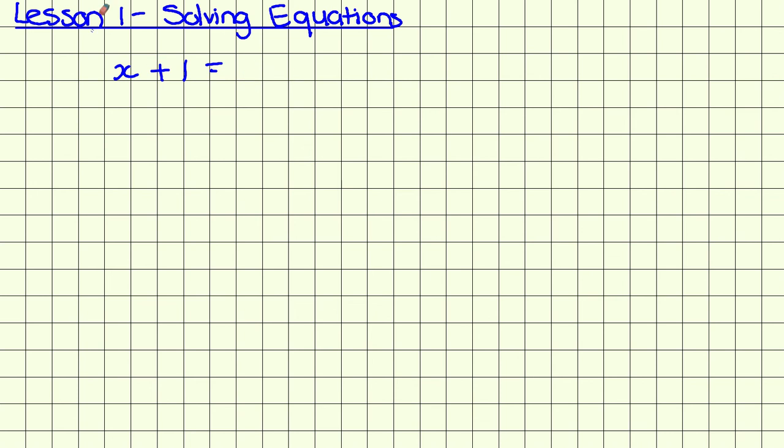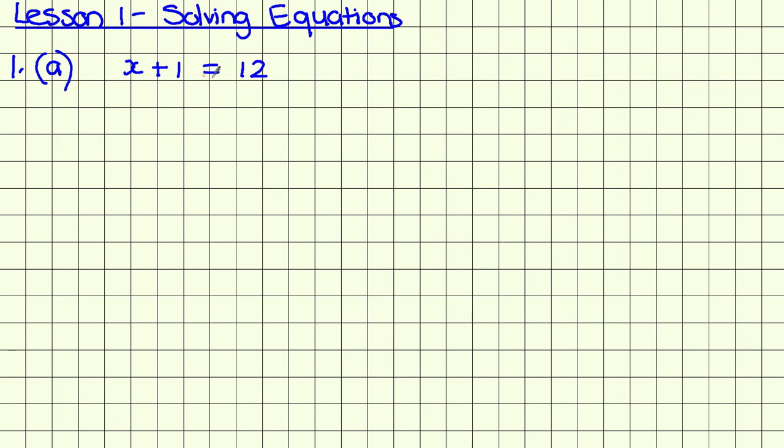So in your jotters, can you please take the heading Lesson 1, Solving Equations. And I will go through 4 questions with you and then you can practice some by yourself. So take a note of this. So 1a, x plus 1 equals 12. Okay, so what I'm going to do is I'm going to write the question in blue and then I'm going to write my answer in red, just so you can see the difference. And you do need to show all working to make sure you get the marks here.